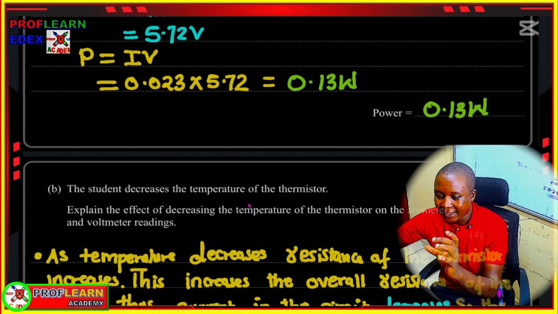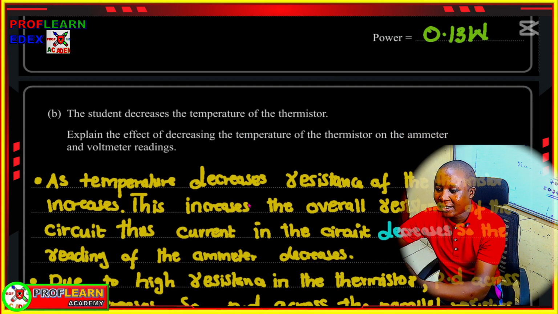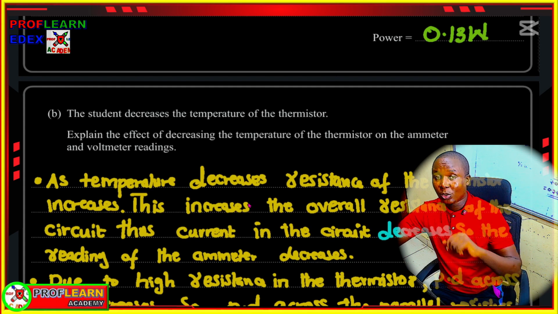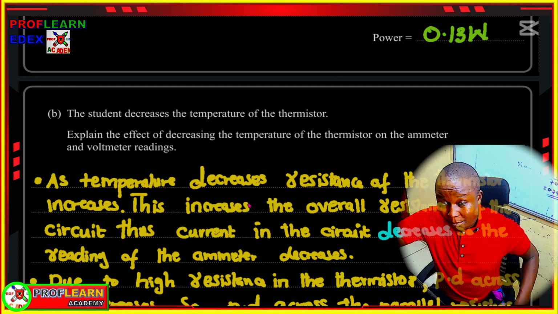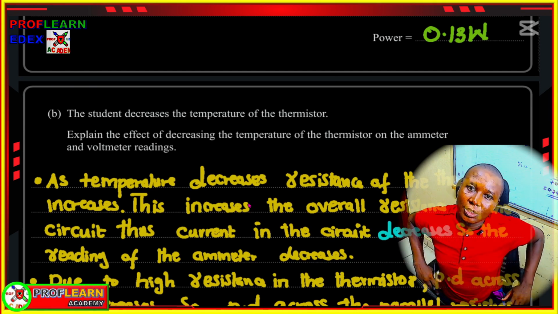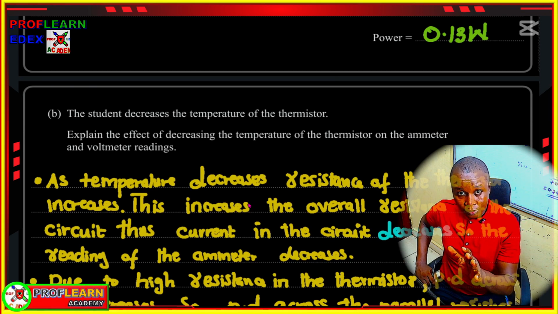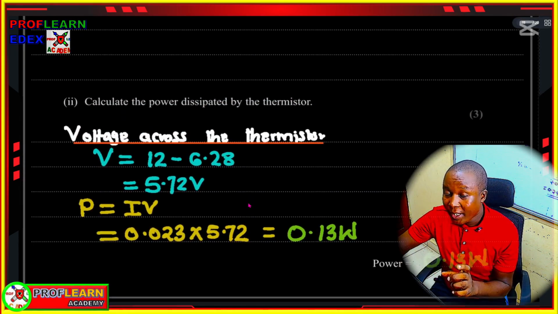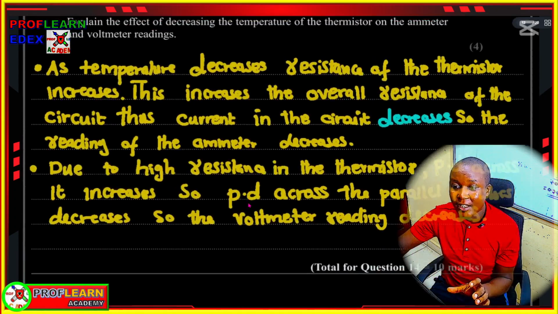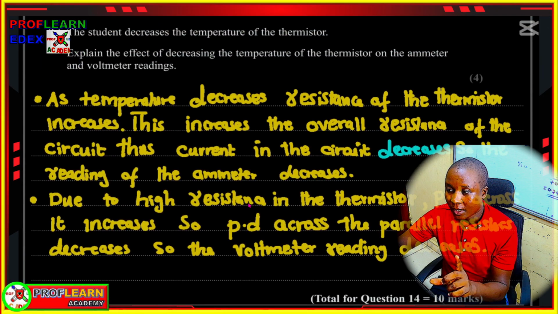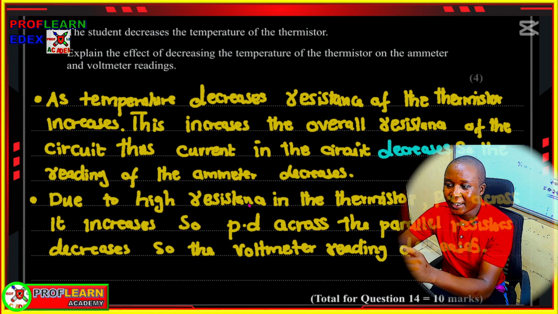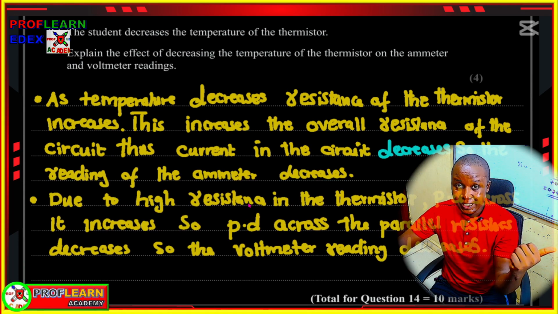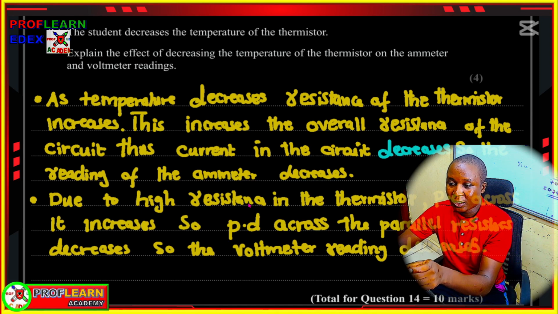Explain the effect of decreasing temperature of the thermistor on the ammeter reading and the voltmeter reading. This question is showing up how many times? The same question in the paper. How many times is it showing up? And you will see another one. So this means we need to understand how to answer that question, so that if it comes in an exam, we are able to answer it. We are told, explain the effect of decreasing temperature of the thermistor. The other question was talking about LDR. Now this is decreasing temperature of a thermistor.